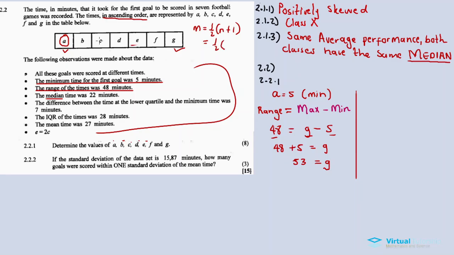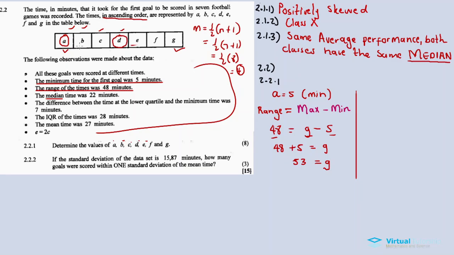It's now 1, 2, 3, 4, 5, 6, 7 data sets. So it's 7 plus 1, and 7 plus 1 is 8. So 1 over 2 times 8 is equal to 4. So it means the fourth term is our median. So 1, 2, 3, 4. It means D is our median.